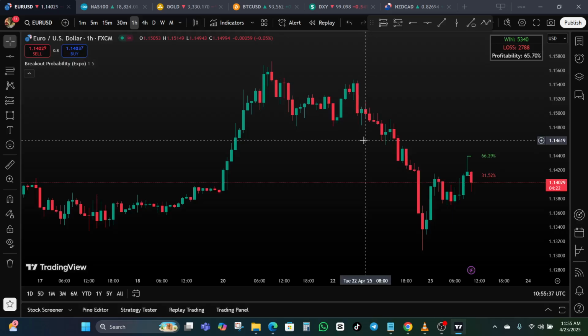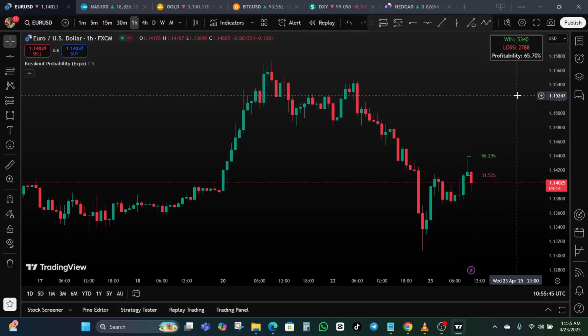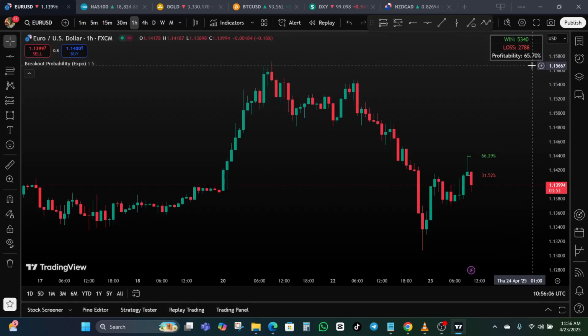So how does the strategy work? First of all, you load the Expo indicator on your chart. Obviously, you'll see the indicator appear. You will see the number of wins, which shows the number of times that price has reached the first highest percentage level. Then this is the number of losses, the number of times that price fails to reach the first highest percentage level. So the profitability of this indicator based on the statistics that we can see here is 65.7%.